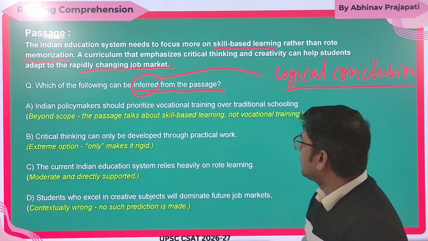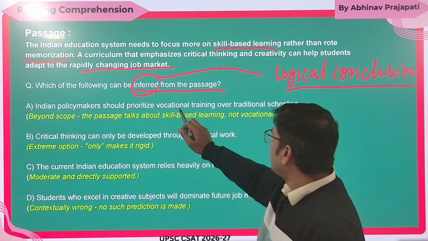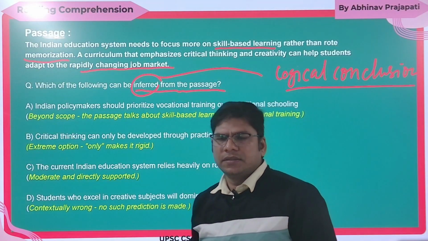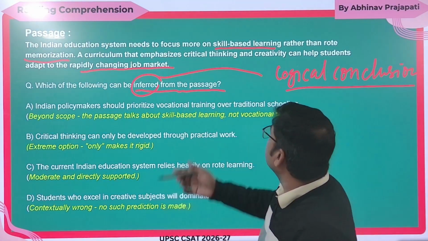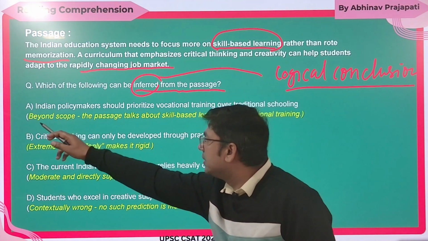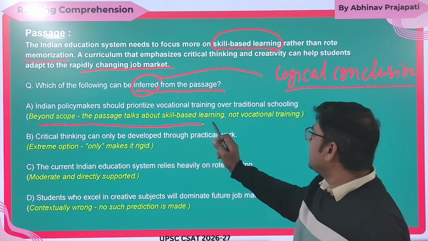Okay, so first is, Indian policymakers should prioritize vocational training over traditional schooling. In this passage nothing has been said about vocational training. Which kind of skill development is being discussed? Skill based learning, not vocational training. So this is beyond the scope of the passage. The passage talks about skill based learning, not vocational training.